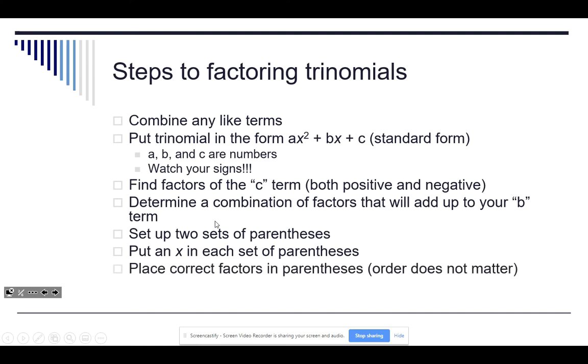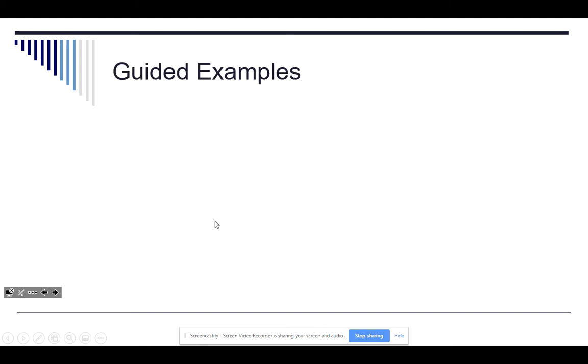Finally, place your correct factors in the parentheses. The order at which you put your factors does not matter. You can always check by multiplying the two binomials using your FOIL, box, or double distribution method. Let's do some examples together.